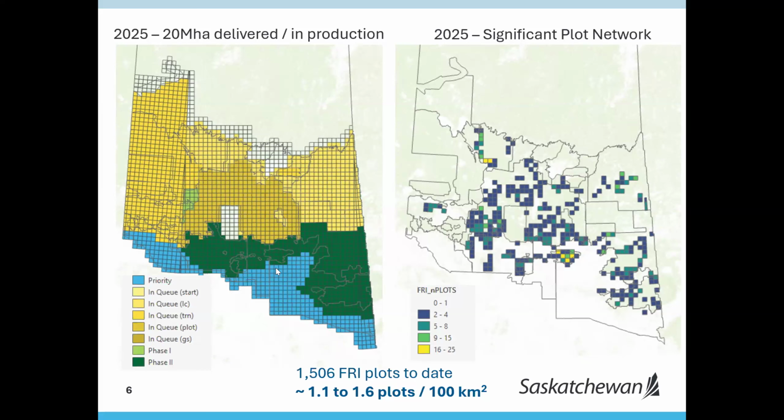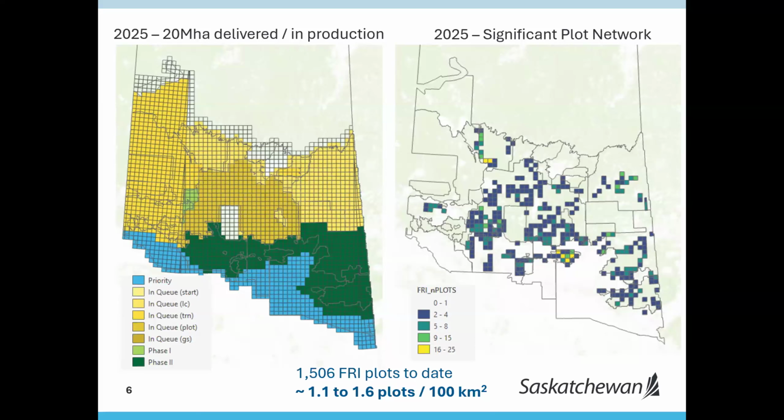Yellow areas indicate map sheets, or 10 by 10 kilometer inventory tiles, for which we've reached a significant milestone. Light tones indicate that the data acquisition is complete. Darker tones indicate that the data processing is complete, and the darkest yellow shows that the field data collection is done. Green tones indicate where we've completed and published a forest inventory on our data clearinghouse.